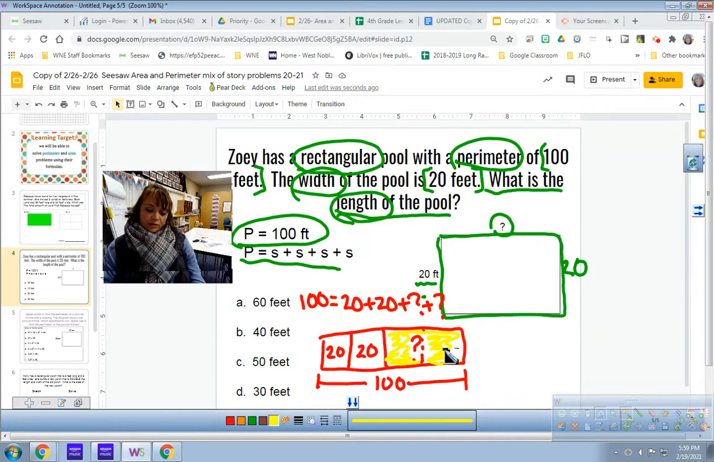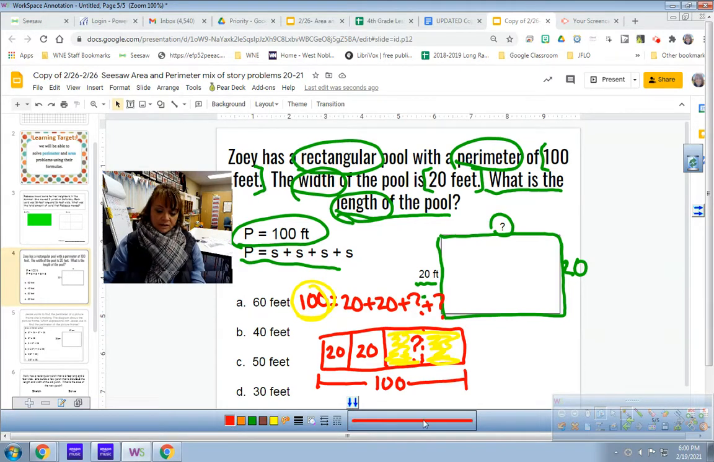I know that the total perimeter is 100. So I'm going to work backwards to figure out how much I have to work with for the perimeter. And then once I figure out what's left over, I can divide that by 2 so that my length sides are equal. I hope that makes sense.